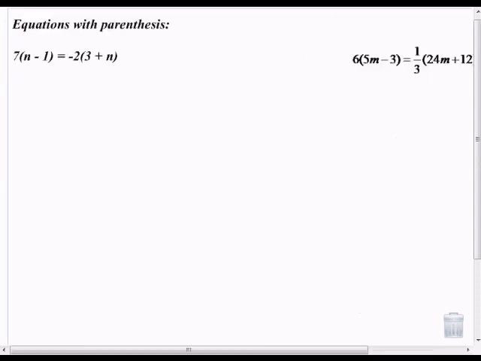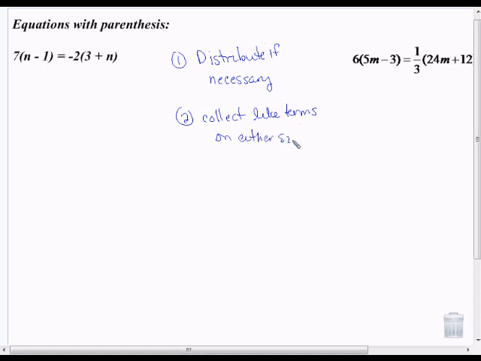Parentheses and variables on both sides, you have to do that first step, which is to distribute. That's why I had said if necessary, because sometimes it's not necessary, like it wasn't necessary in the last examples. Then you're going to collect like terms if necessary. Same steps. And then you're going to add or subtract if necessary. And then you will multiply or divide if necessary.